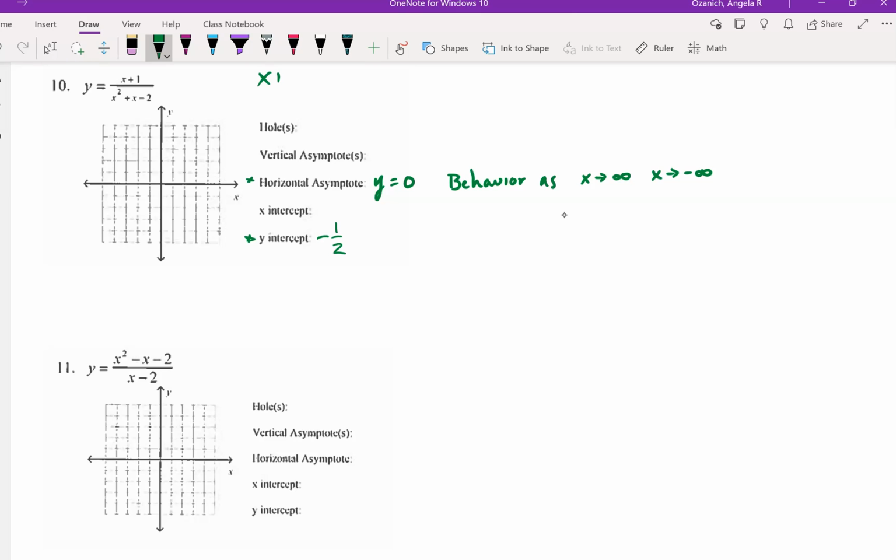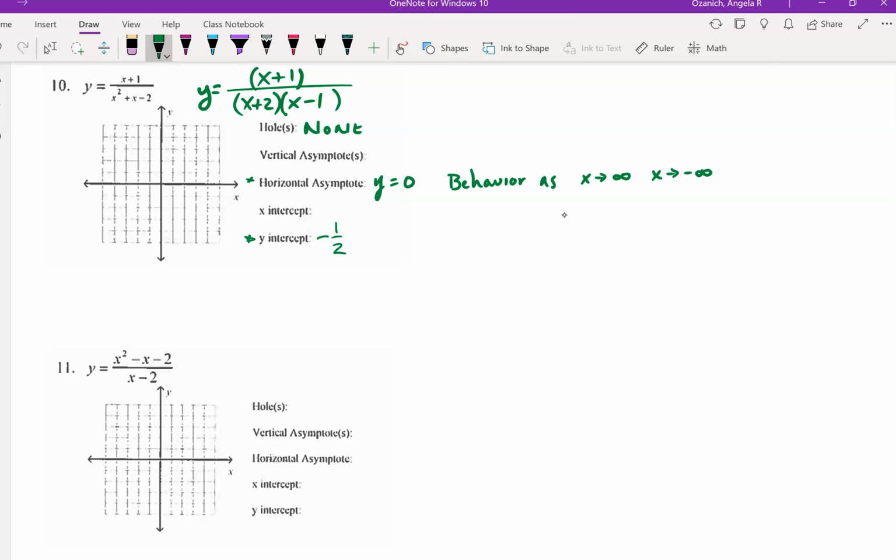Okay, so here we go. X plus 1 is a factor in the top. In the denominator, it looks like I have an x plus 2 and an x minus 1, right? Just like that. Get that on there. And so because I have no factors that are the same in the top and the bottom, I would say I have no holes in the graph.